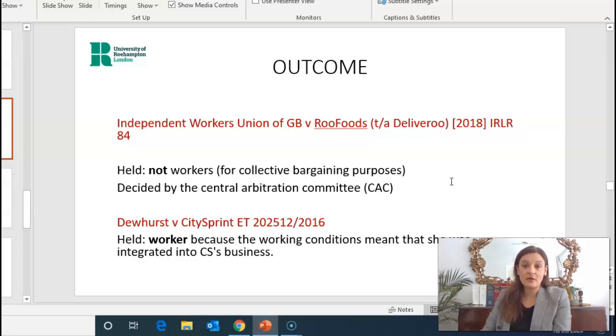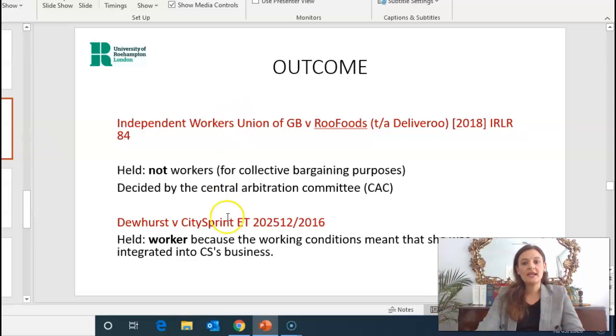There was a different outcome in Dewhurst versus City Sprint, which was at the Employment Tribunal, where those riders, again, doing something very similar on cycles, delivering things for City Sprint, the claimant Dewhurst was held to be a worker because of the working conditions that she was in meant that she was integrated into City Sprint's business. And why is integration important? Because that's one of the tests, one of the common law tests, if you remember, about how integrated a person is into the other's business.